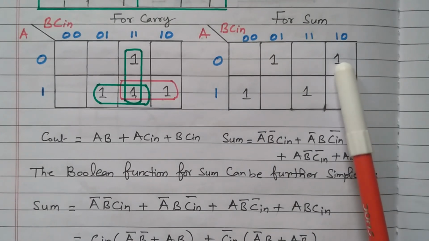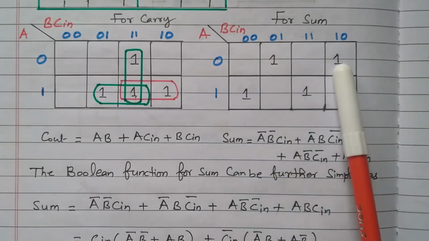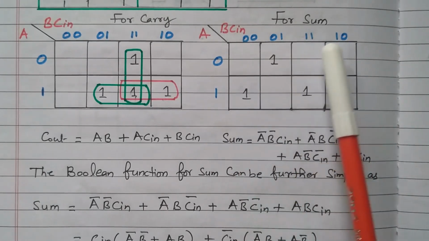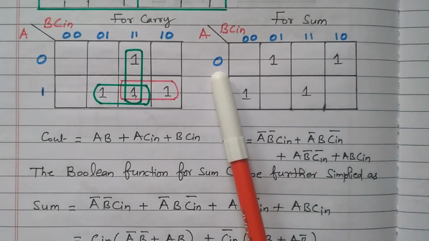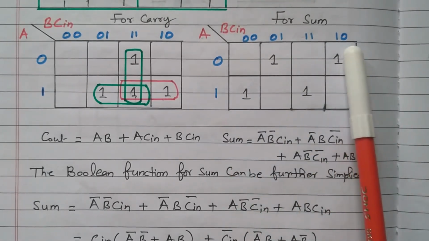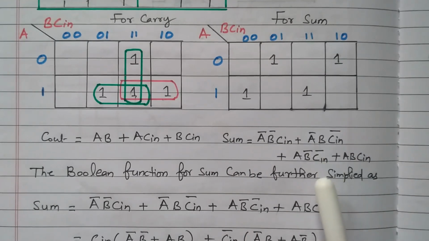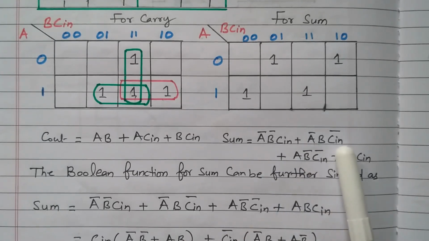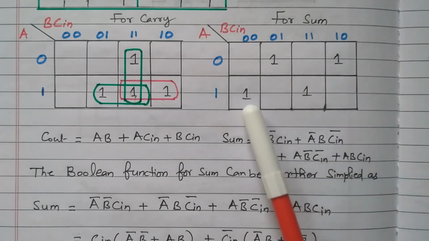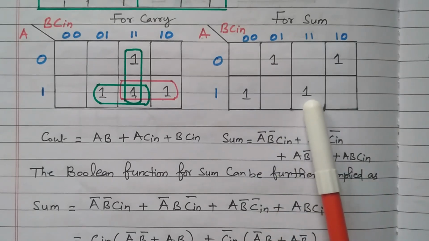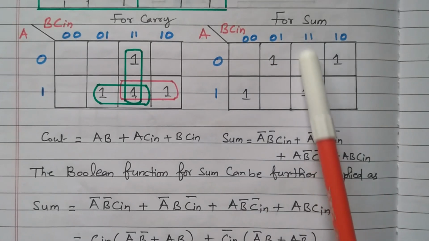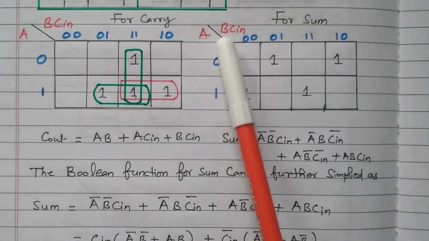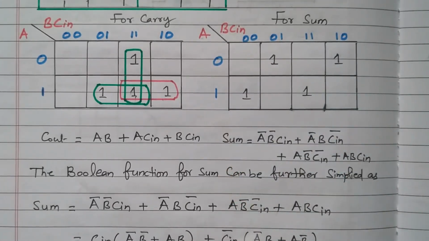While referring to this, correspondingly we have 0. Here 1, 0. So 0, 1, 0. 0 means A bar, this B, C in bar. A bar, B, C in bar. This is the second term. This fourth term we already discussed. You have to refer to this. This is nothing but 1, 1, 1. All ones are there. So A, B, C in. This is A, B, C in, right?